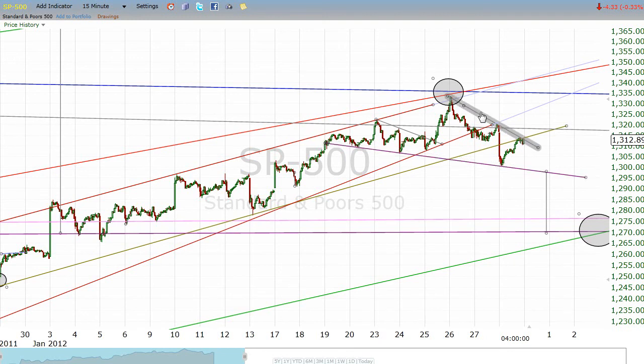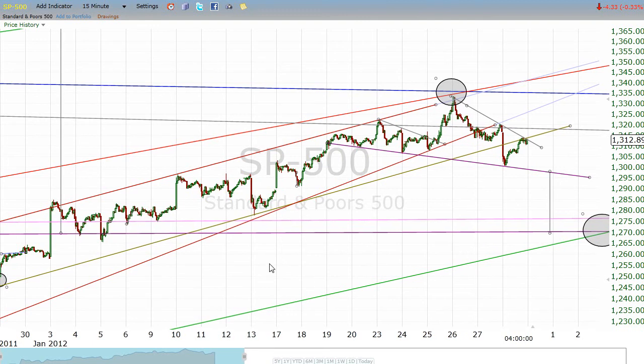The question would be, could we also overcome this little resistance line, which, by the way, you can see where that comes from, comes over this top, and where we met resistance today. So these lines are definitely working. Let's just see exactly where they take us. And for right now, I think that's about all I can offer.